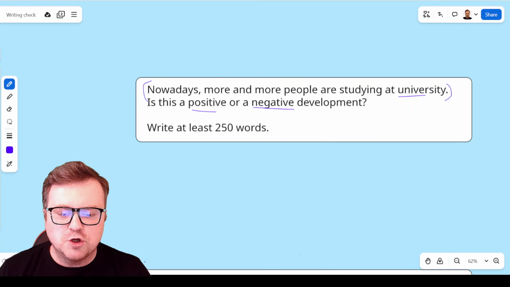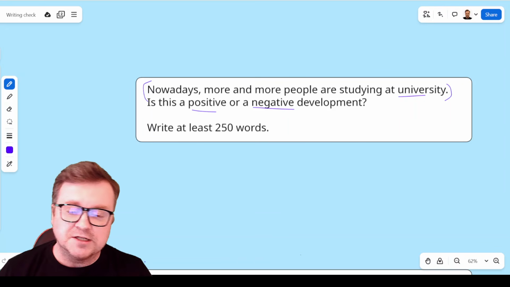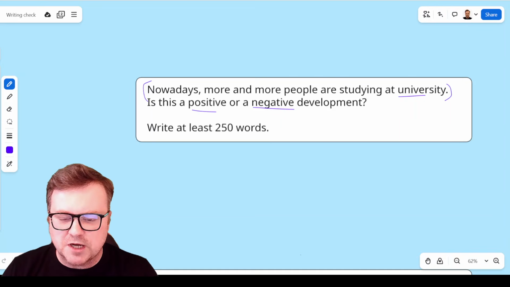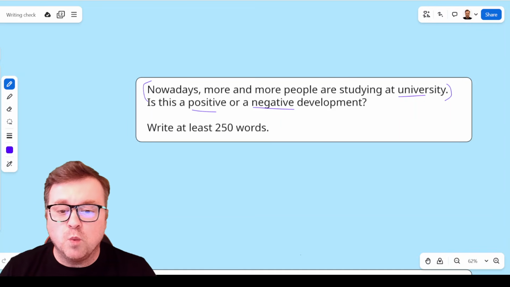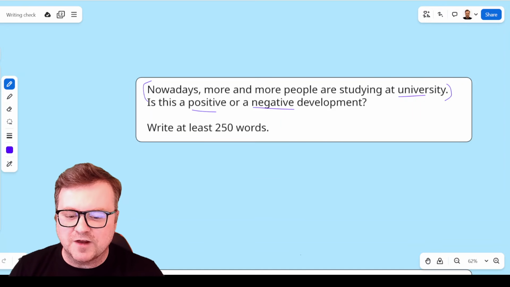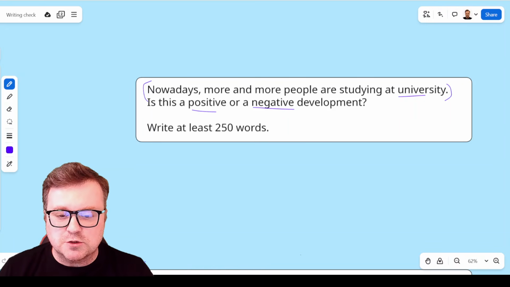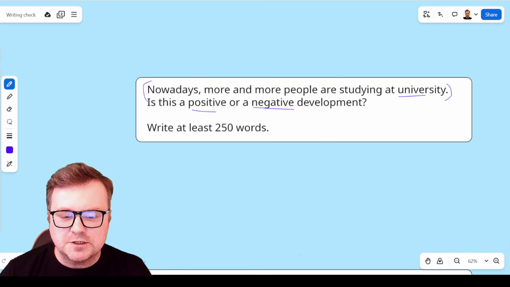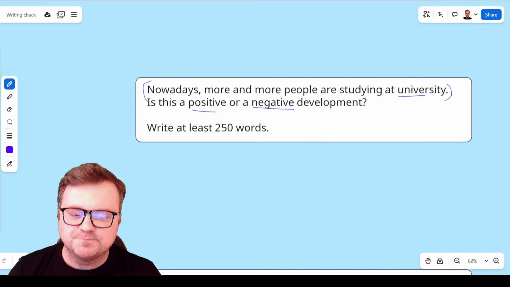This one is not, what are the advantages and disadvantages of this? This is not, discuss both sides and give your own opinion. This is a one-sided essay. Is this a positive or negative development? And the easiest way to approach this is simply to, first of all, pick your position. Do you believe that it's a positive development or a negative development?